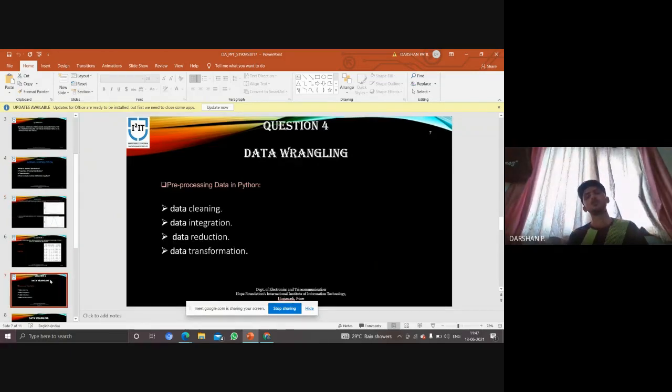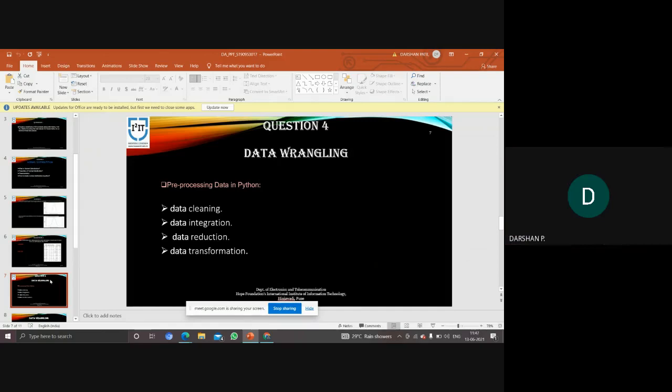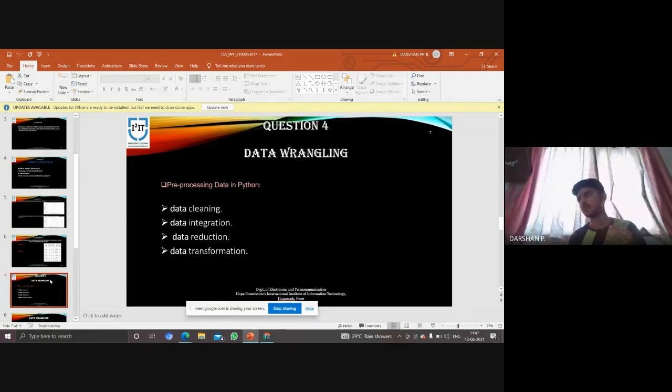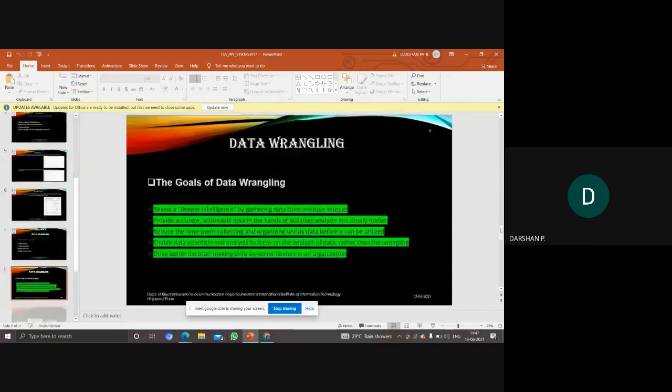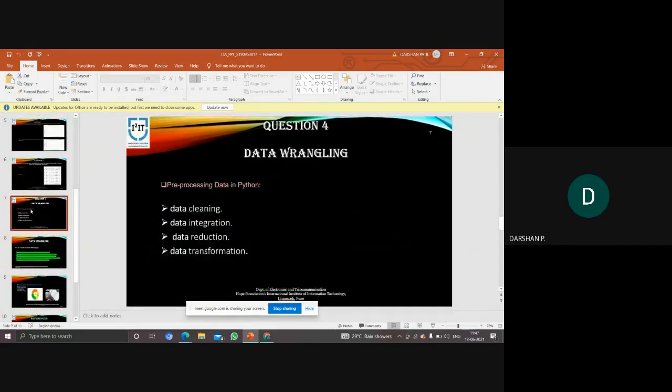My last topic, my favorite, is data wrangling. Data wrangling is a process of cleaning and unifying messy and complex data sets for easy access and analysis.